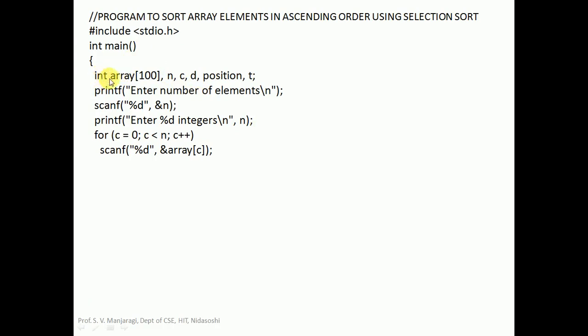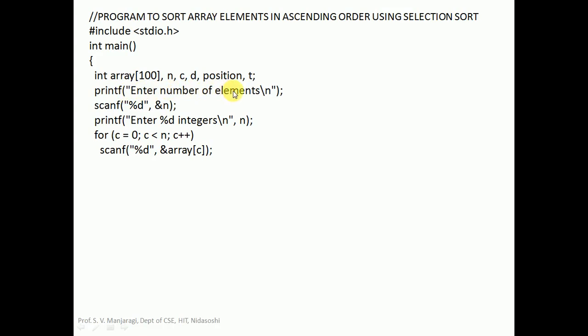So in this program, take an array of size 100. The array type is integer, so we can store integer values. N is the number of elements that you want to store in the array. C and D are the index variables. Position is another integer variable, and T is a temporary variable that can be used for swapping purposes.